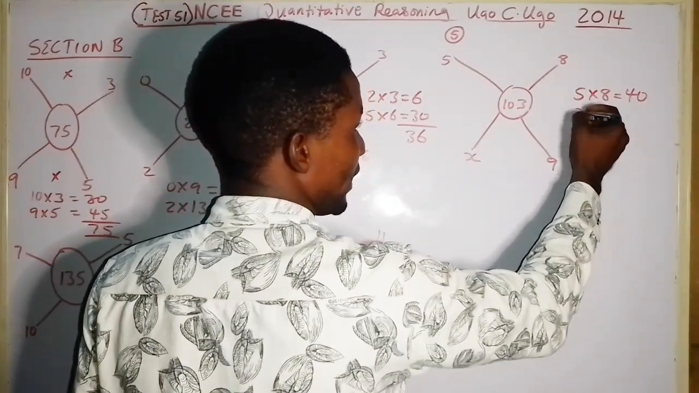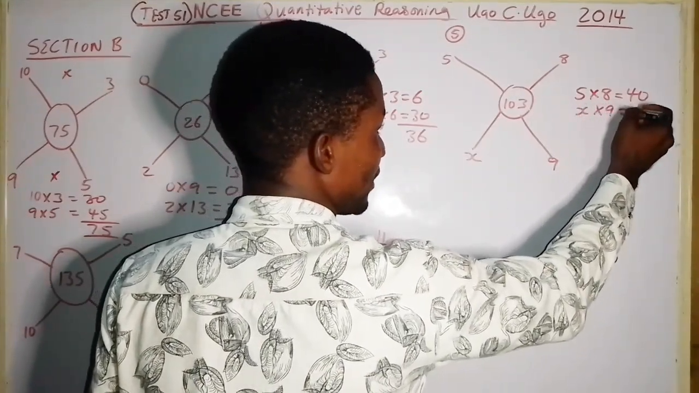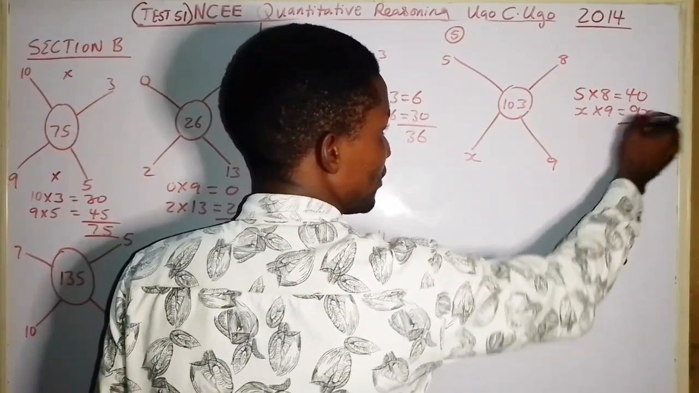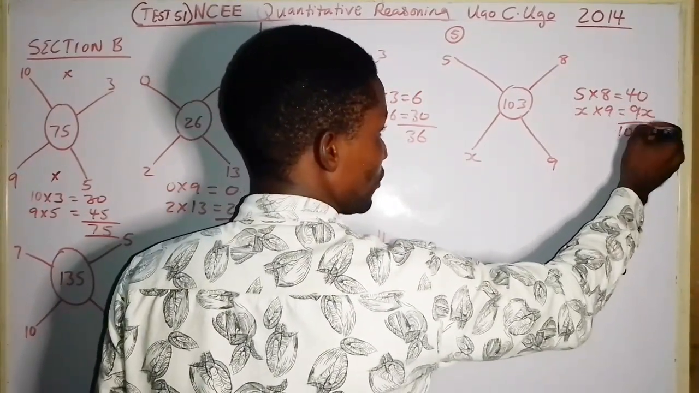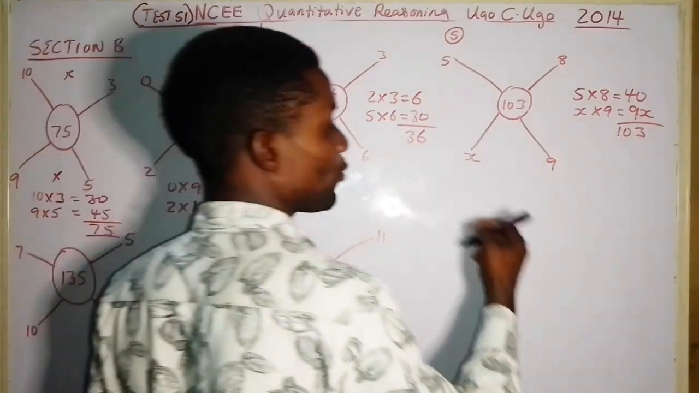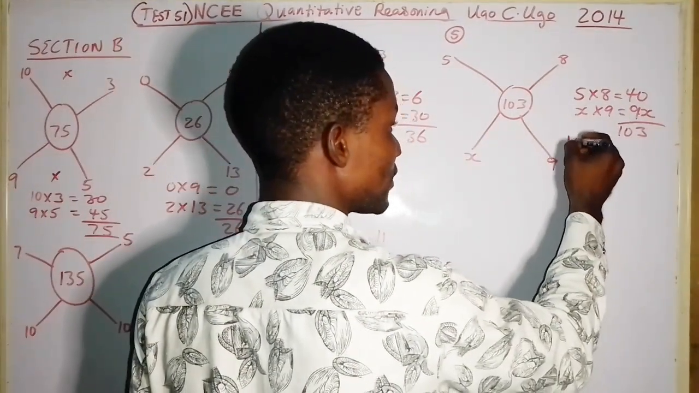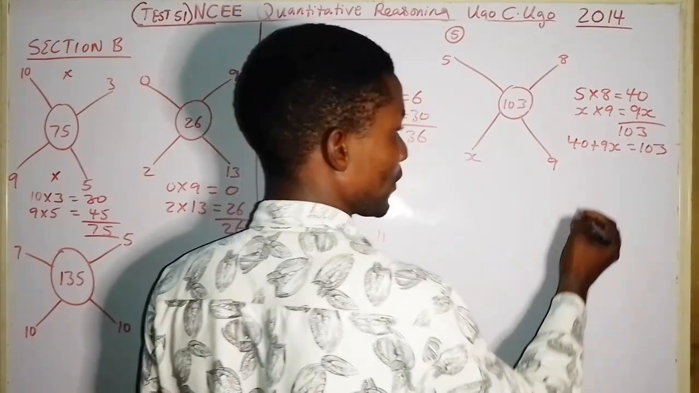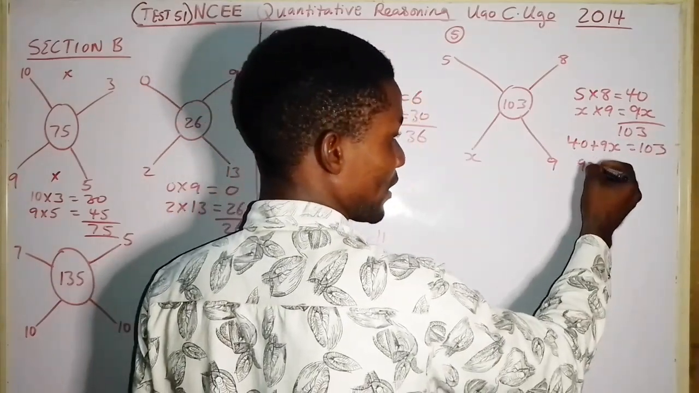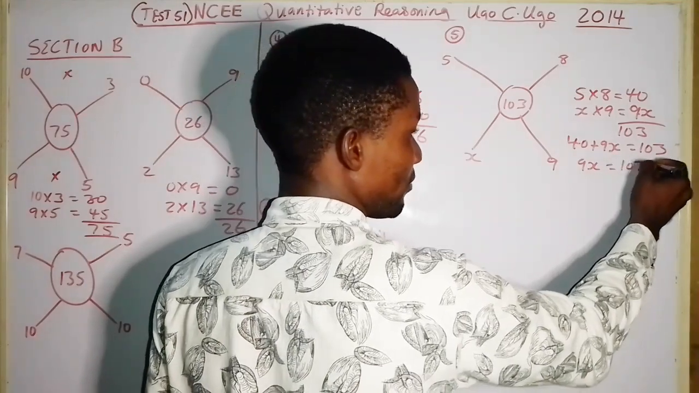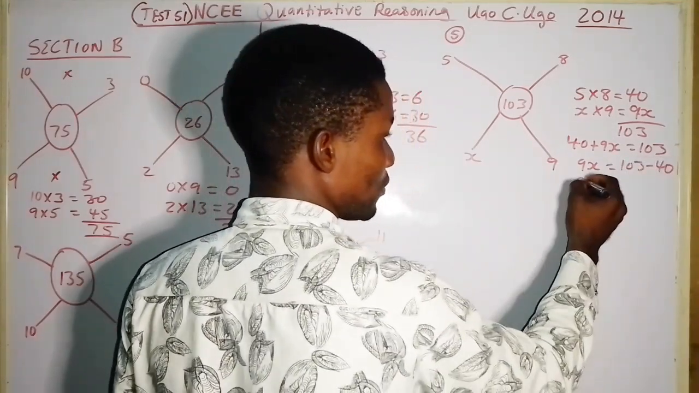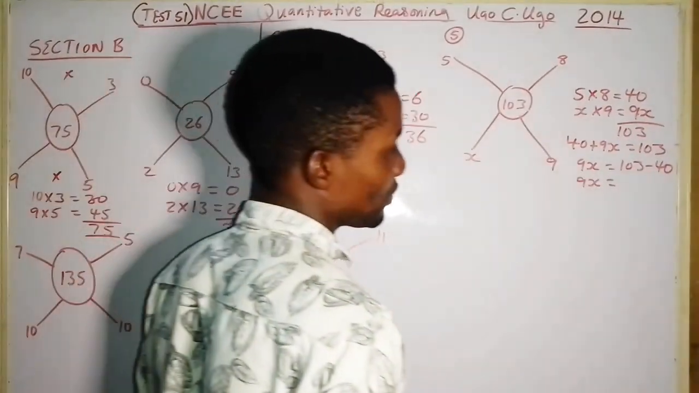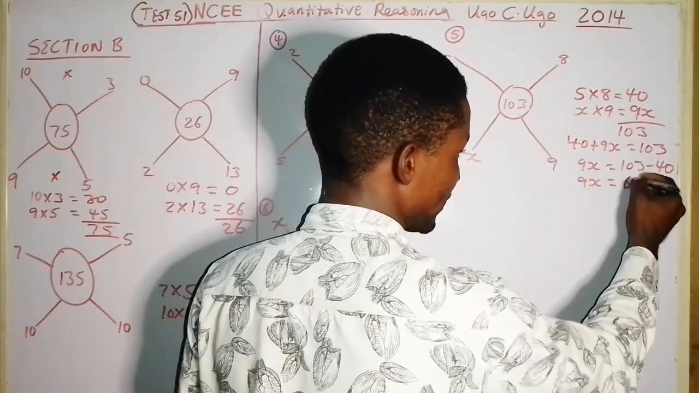40. X times 9 will give you 9x equals to 103. In this case, we want to look for x. So we're going to say 40 plus 9x equals to 103. You collect the like terms here, you have 9x equals to 103 minus 40. So 9x equals to 103 minus 40, that's going to give us 63.